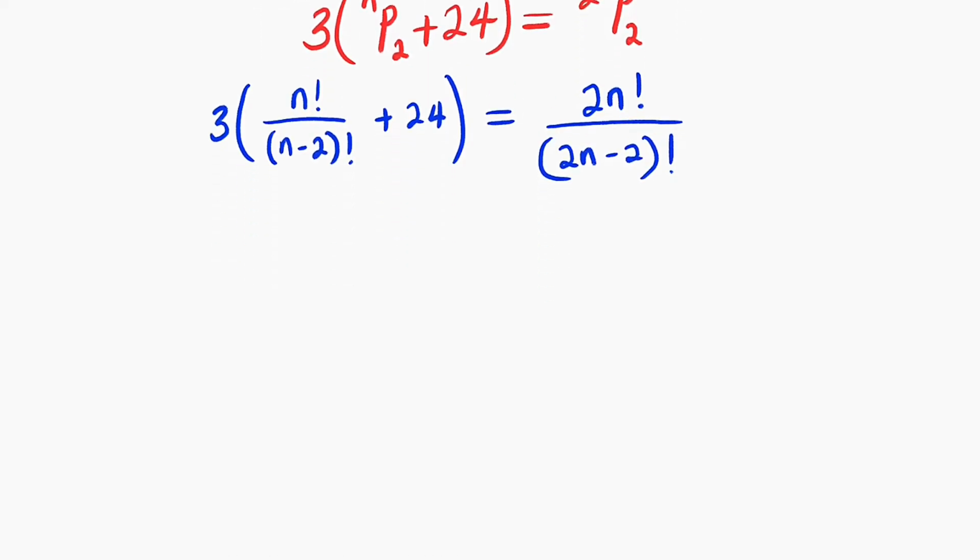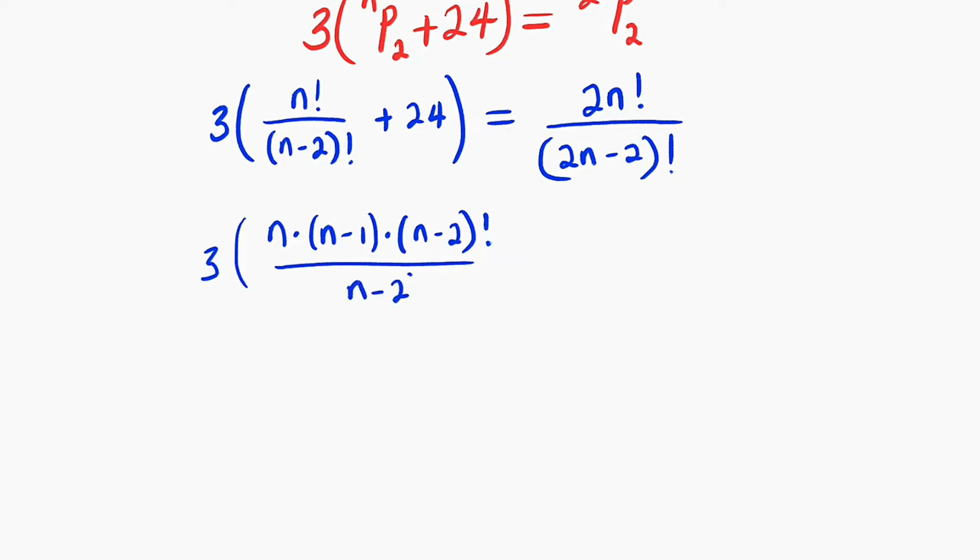Okay, we are moving on. To the left hand side, we have 3 multiplied by, n factorial is the same thing as n times n minus 1, also times n minus 2. We can stop here because we have n minus 2 factorial to the bottom. This is factorial divided by n minus 2, also factorial, then plus 24.